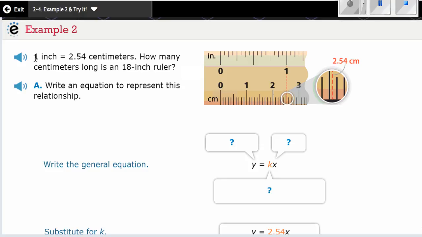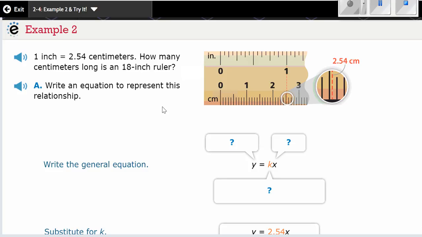So we start with this idea. We're given a unit rate: 1 inch equals 2.54 centimeters. With that in mind then, the question is how many centimeters long is an 18-inch ruler? Write an equation to represent this relationship.